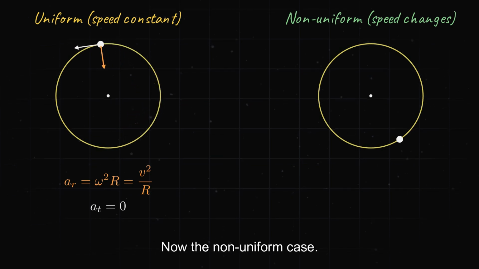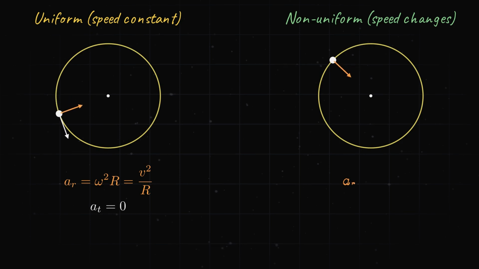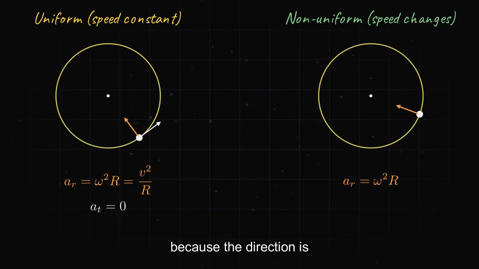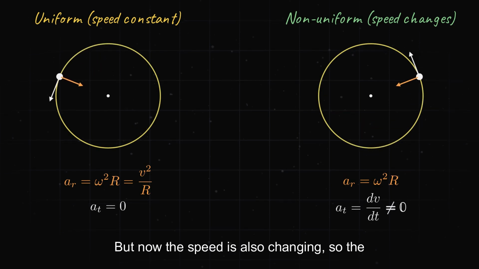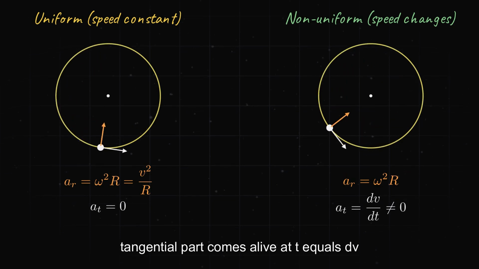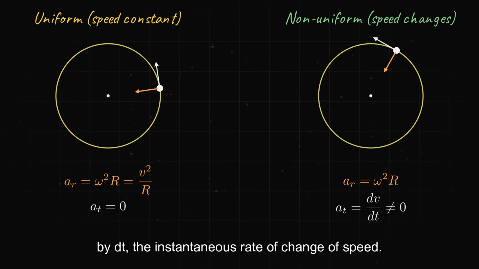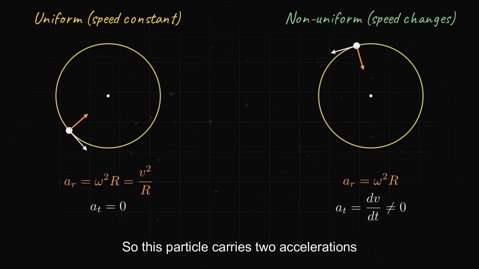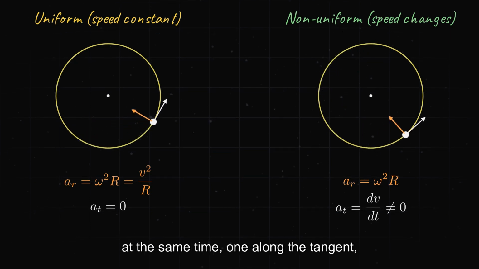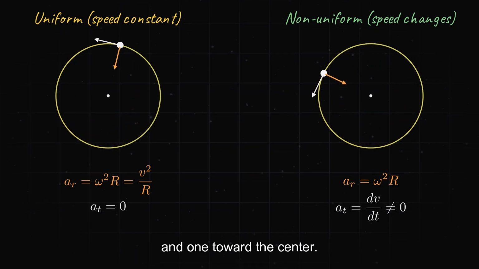Now the non-uniform case. The radial part is still there, a_r equals omega squared r, because the direction is still changing, just like before. But now the speed is also changing, so the tangential part comes alive: a_t equals dv by dt, the instantaneous rate of change of speed. So this particle carries two accelerations at the same time, one along the tangent and one toward the center.